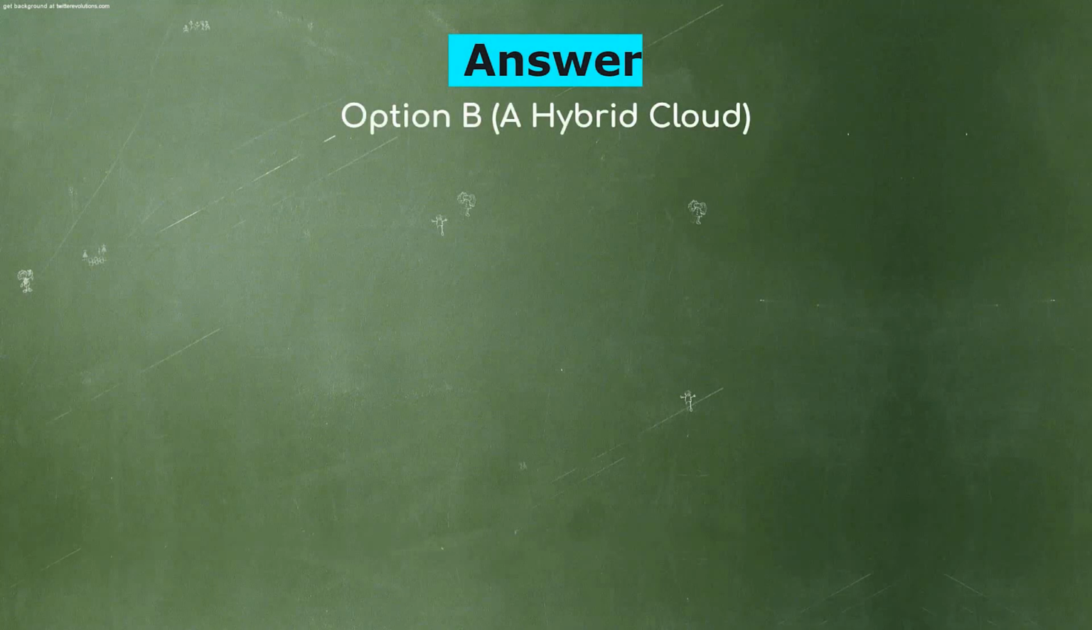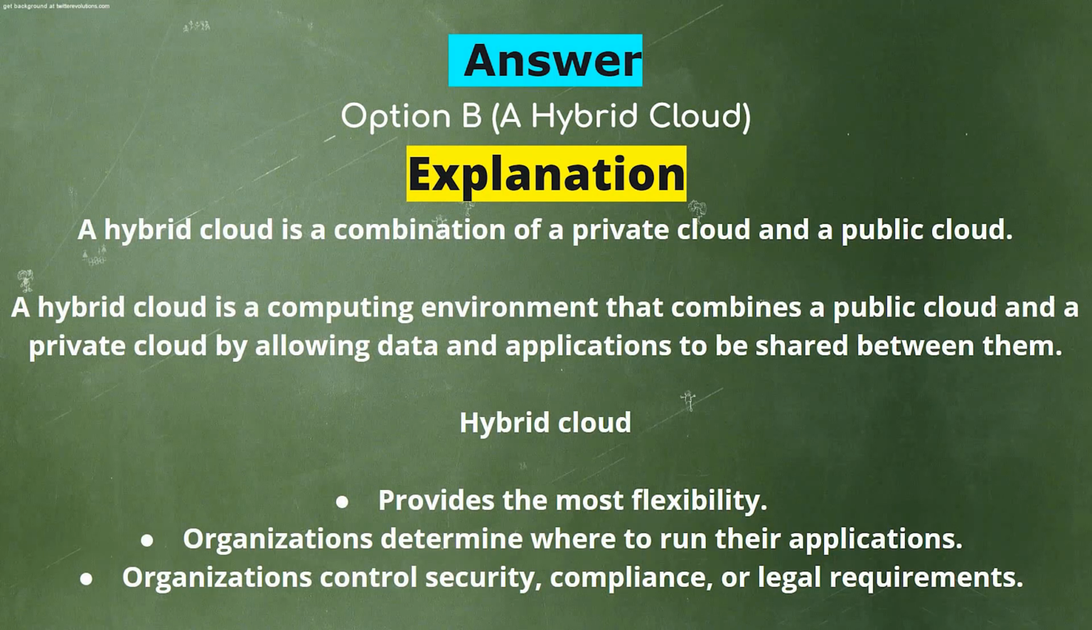A hybrid cloud. Explanation. A hybrid cloud is a combination of a private cloud and a public cloud. A hybrid cloud is a computing environment that combines a public cloud and a private cloud by allowing data and applications to be shared between them. Hybrid cloud provides the most flexibility. Organizations determine where to run their applications. Organizations control security, compliance, or legal requirements.